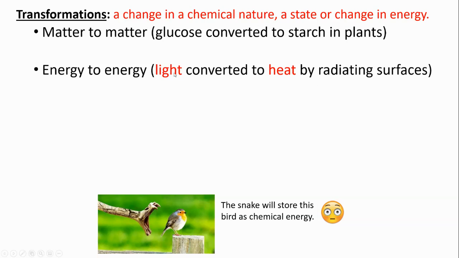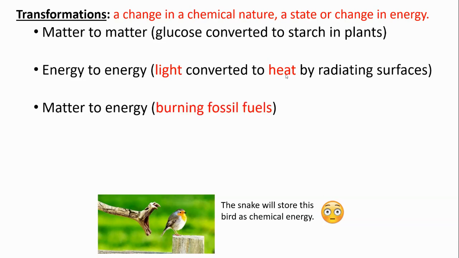Energy to energy. So light energy from the sun is converted to heat energy by radiating off surfaces. And we feel that if we're outside on a sunny day, right, you get really warm, but light energy converting to heat. If you walk on like dark pavement in the summer.